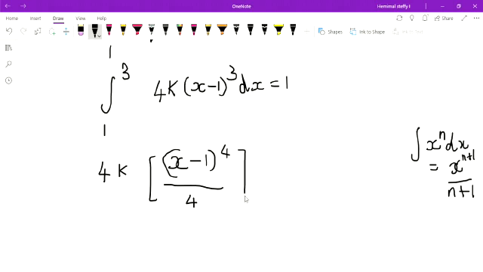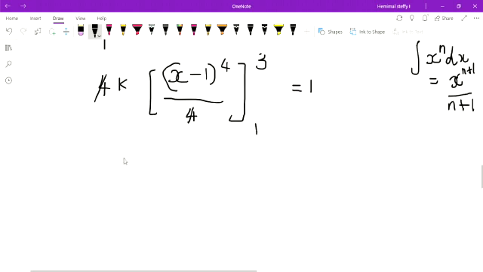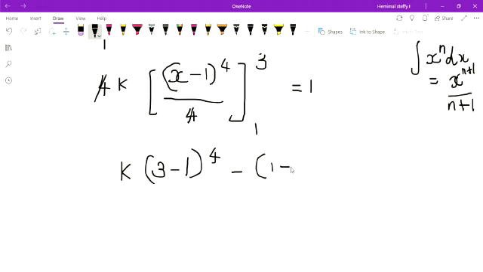Now I am taking the limit values, 3 and 1, equal to 1. Don't forget to put the 1. The 4s cancel. Is it clear? Then, for the x value, first using the upper limit, instead of x, I substitute 3 minus 1 whole power 4. Then, for the lower limit, put the minus and instead of x, I substitute 1: minus (1 minus 1) whole power 4, equal to 1.